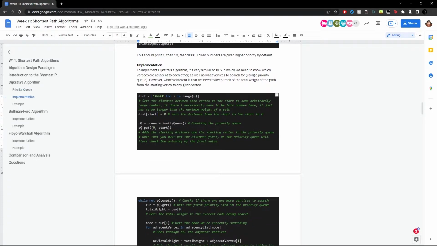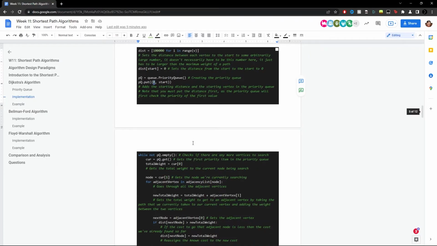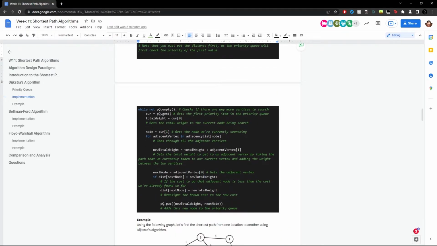And then we first create the priority queue, and we add the distance that we're keeping track of, the distance of our path from the start, and the node we're searching for. And note that we have to put the distance first. A priority queue will first check the first value given in the priority queue. So if we're given this pair here, it will rank each thing in priority with this first value here. All right, and then it does the normal thing with BFS and such.